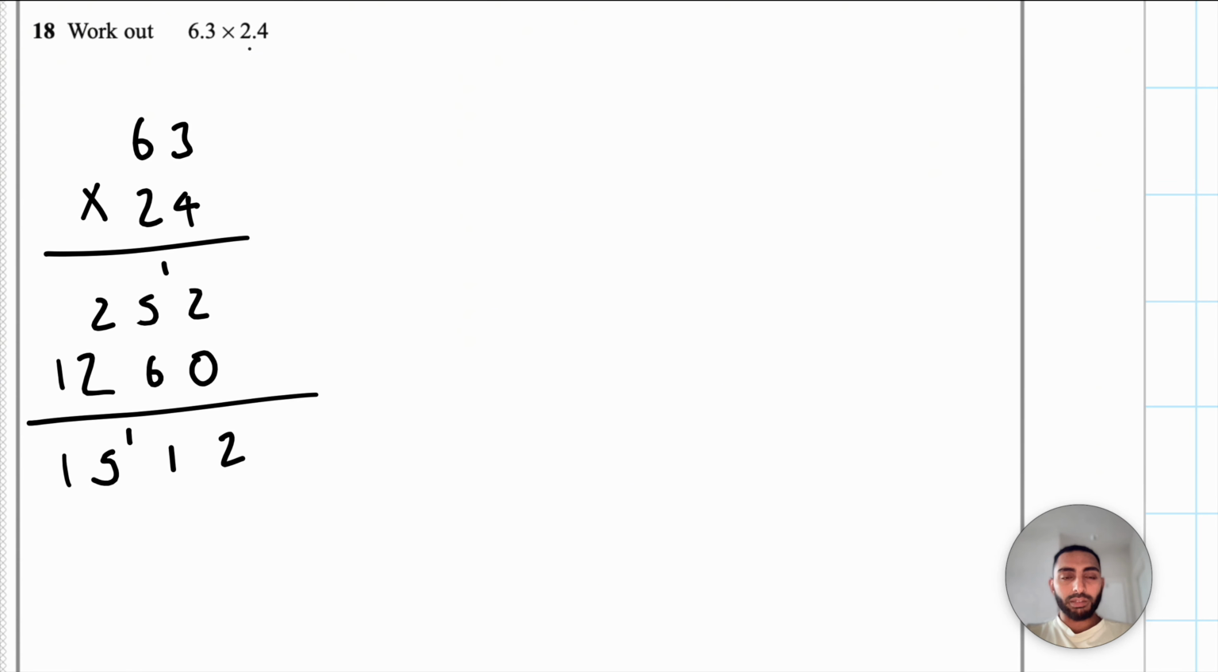But I want to work out 6.3 times 2.4. Before I change this to an answer, I want to estimate what it should be. If I had 6 times 2, it would be 12. So my answer needs to be around 12.